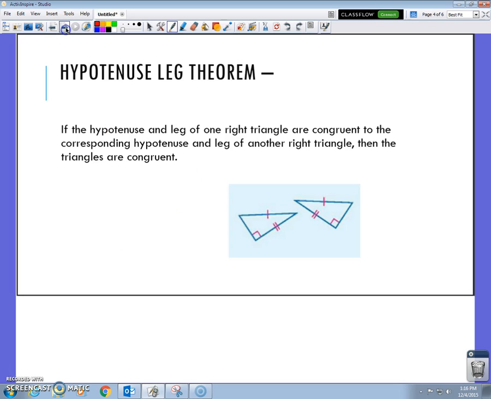So the theorem itself says that if you have the hypotenuse and a leg of a right triangle and it's congruent to the corresponding hypotenuse and leg of another triangle, then those triangles are congruent, as long as it's a right triangle. So it's technically a version of side-side-angle, and don't be going around switching those letters around. It needs to be side-side-angle, but it only works for right triangles.